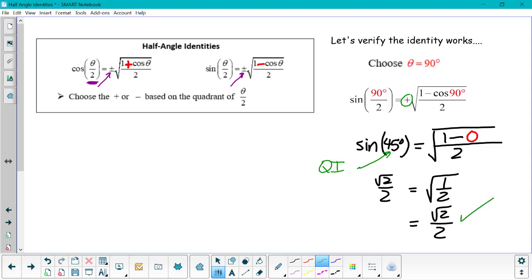And these are basically the last identities that we are going to learn.